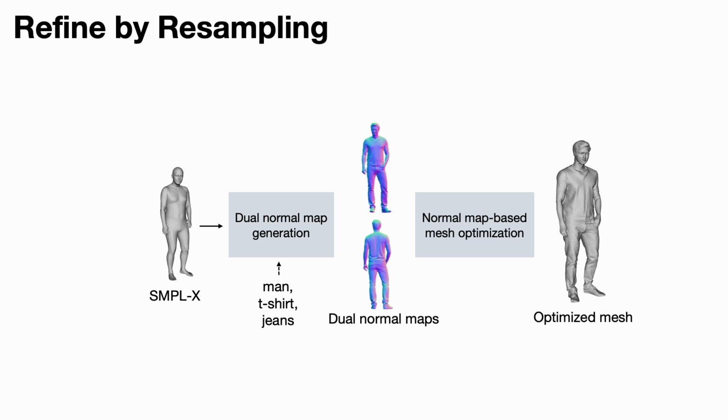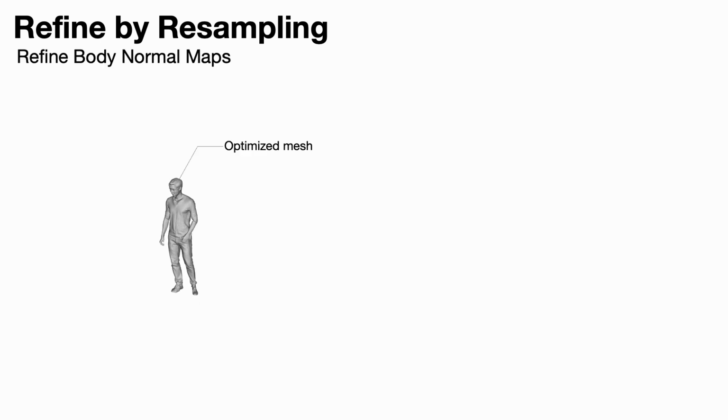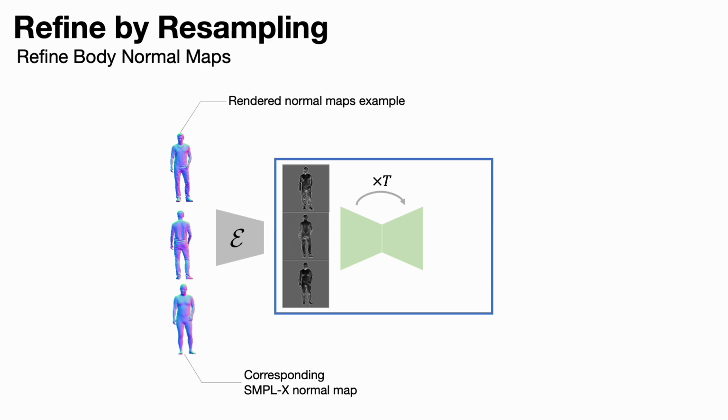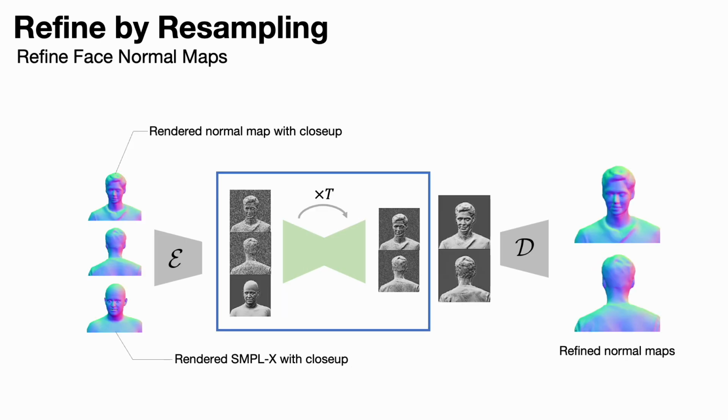Up to this point, we already have a 3D human mesh with fine geometric details. We can choose to further refine the mesh quality through a diffusion-based resampling technique. We first render the normal maps of the previously optimized mesh in multiple views. Then, using the same diffusion model, we resample the rendered dual normal maps to improve the visual quality without altering major details. To enhance the facial details of the mesh, we also train a separate diffusion model on the normal maps in close-up view, and exploit this model to resample the rendered faces.